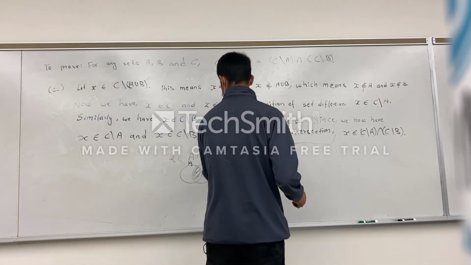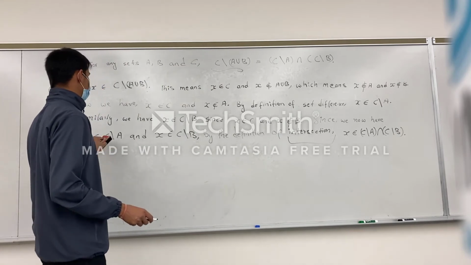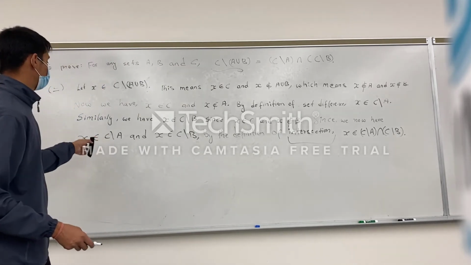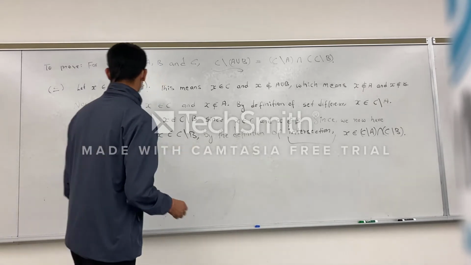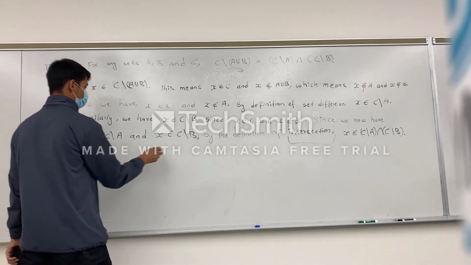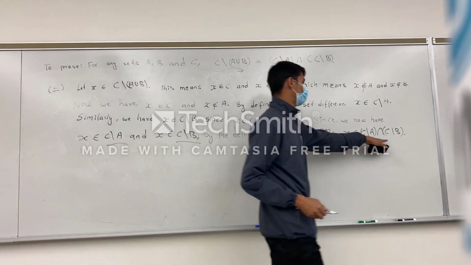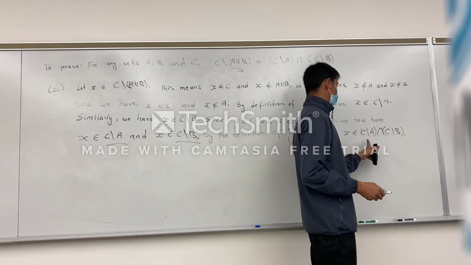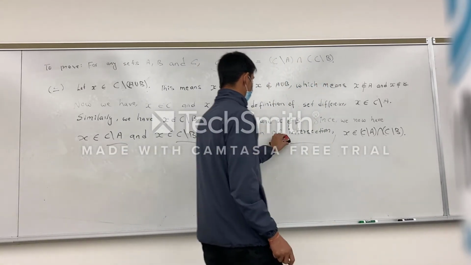Now in our context, since x belongs to C, x belongs to the set difference of C and A, and x belongs to the set difference of C and B, it means that x belongs to the intersection of these two things, the set difference of C and A and the set difference of C and B.